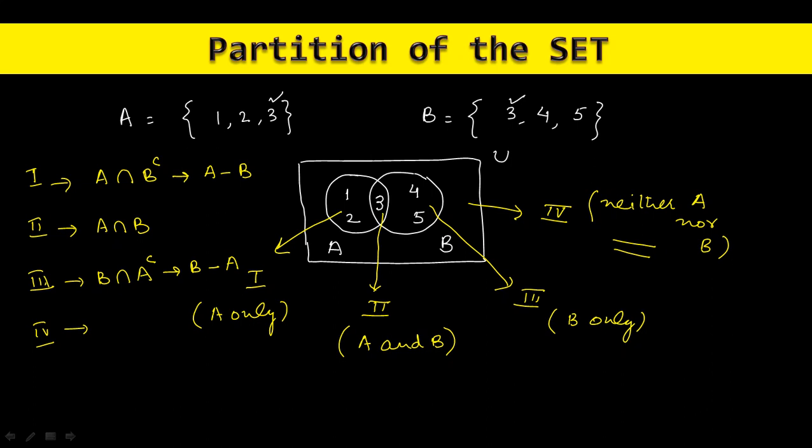It means we can write A complement intersection B complement. Now, what is the meaning of basically complement? Complement represents that particular set is absent in that area. A complement or A intersection B complement. It means in number 1, in first region B is not there. In second region A and B both are there. In third region A is not there. In fourth region A and B both are not there.